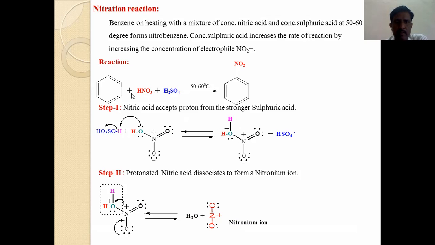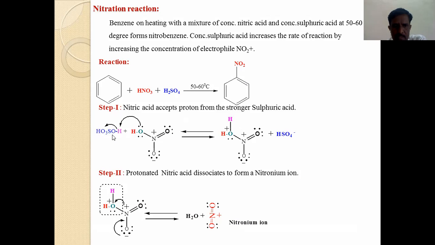When a benzene molecule reacts with nitric acid and sulfuric acid at 50 to 60 degrees centigrade, there is a formation of nitrobenzene. I have shown here the structure of nitrobenzene. So, how does the mechanism take place during the formation of that nitrobenzene? In step first, what happens? We are using here nitric acid as well as sulfuric acid, H2SO4.